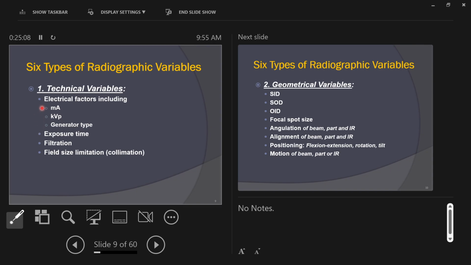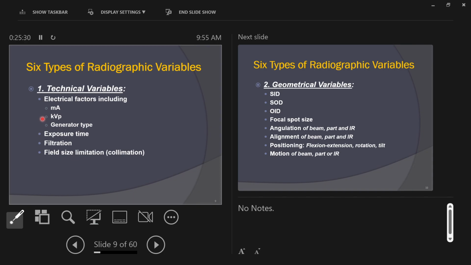Milliamperage affects the quantity, how many X-rays we produce. What does kVp affect in the X-ray beam? Penetrating power of the beam, right? Let me add another way to say this. It affects the X-ray beam's energy spectrum. Okay, the range of energies in the X-ray beam.